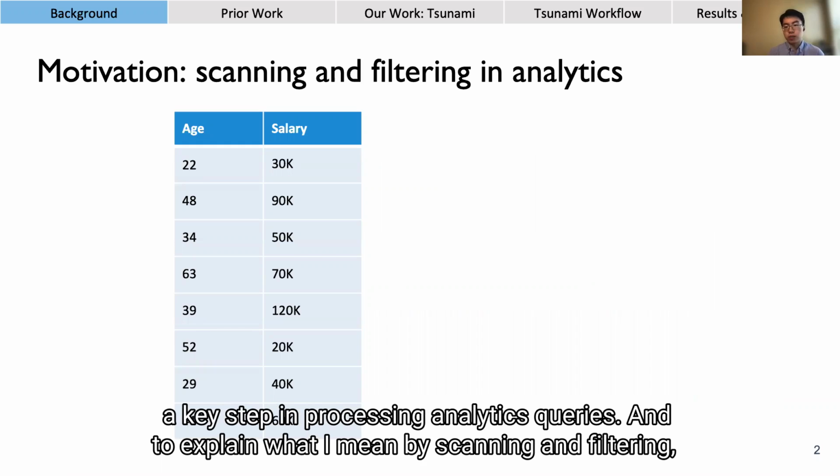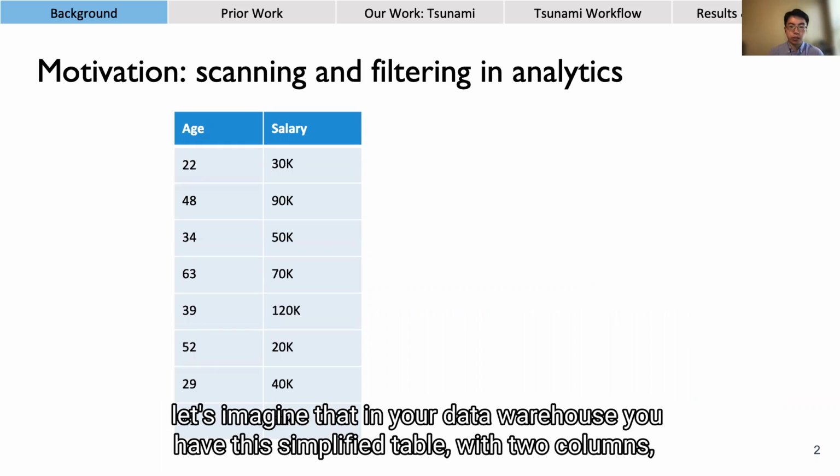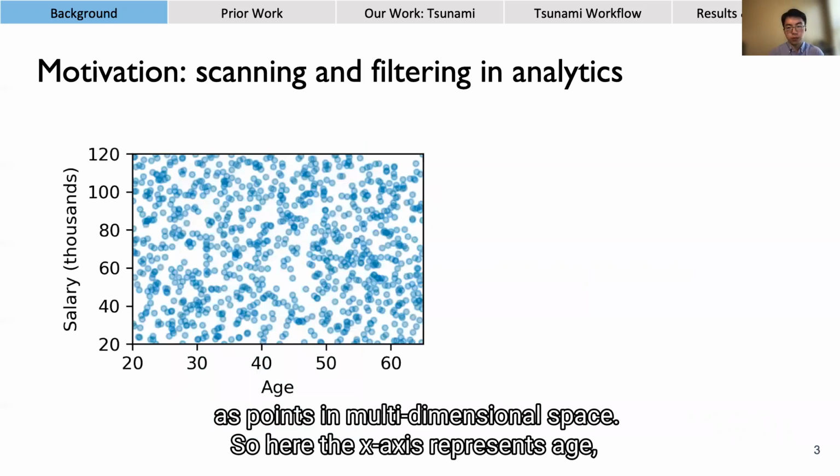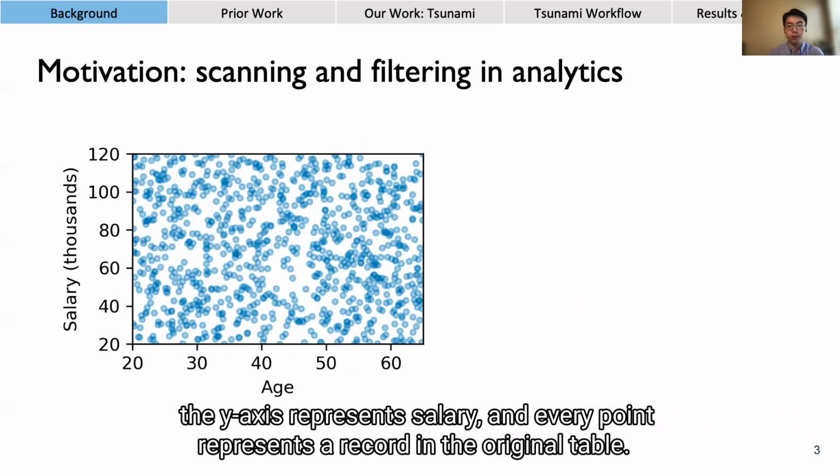To explain what I mean by scanning and filtering, let's imagine that in your data warehouse, you have this simplified table with two columns, age and salary. For illustrative purposes, we're going to visualize the rows of this table as points in multidimensional space. Here, the x-axis represents age, the y-axis represents salary, and every point represents a record in the original table.